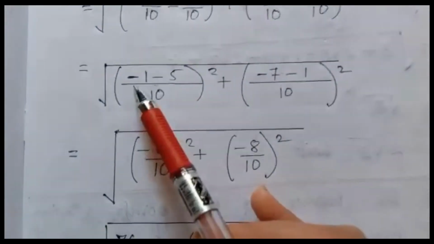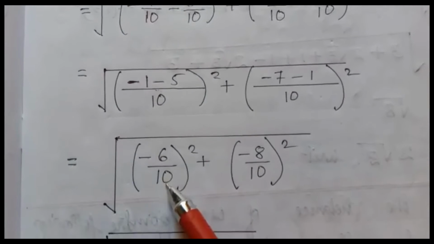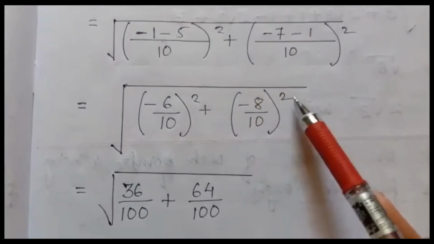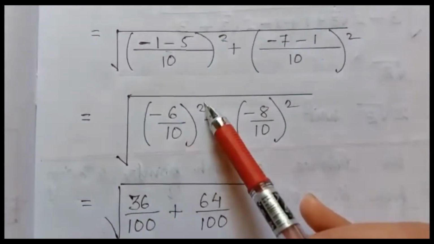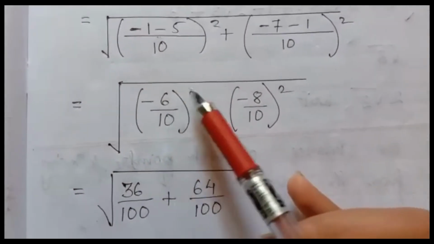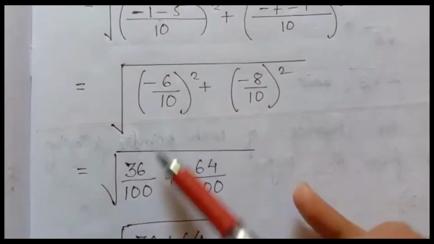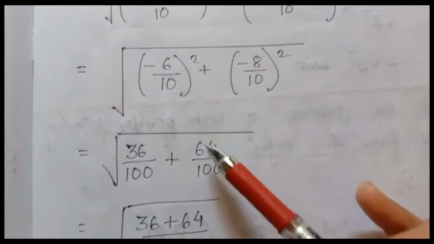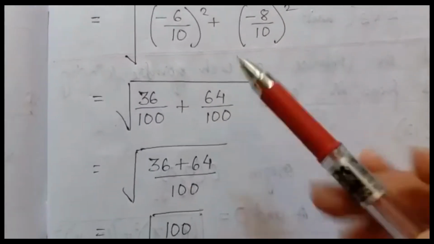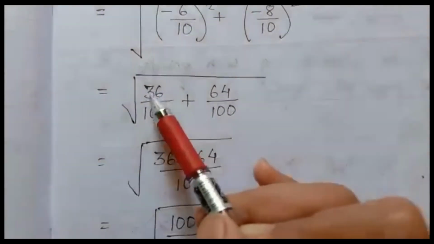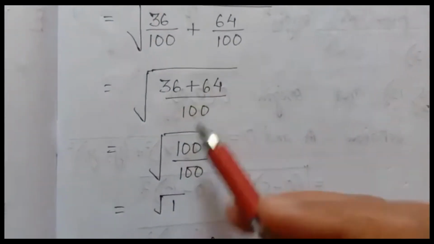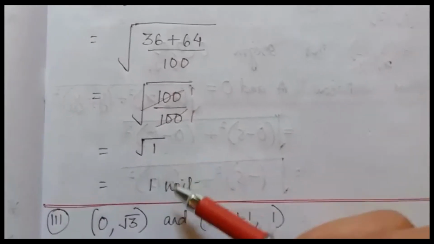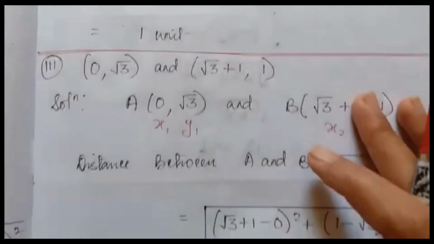Same sign addition: minus 1 minus 5 minus 6 divided by 10 whole square plus same sign addition, minus 8 by 10 whole square. Minus and the power is even, so it is plus. So 6 square is 36, 10 square is 100. Plus minus, power is even, so plus 8 square is 64, 10 square is 100. Again 100 is LCM, 36 plus 64 is again 100, 100 ones are 100, 100 ones are 100. So square root of 1 is 1 unit.